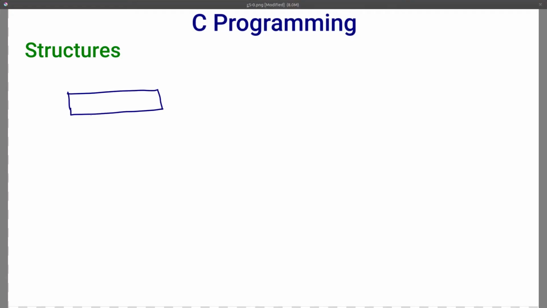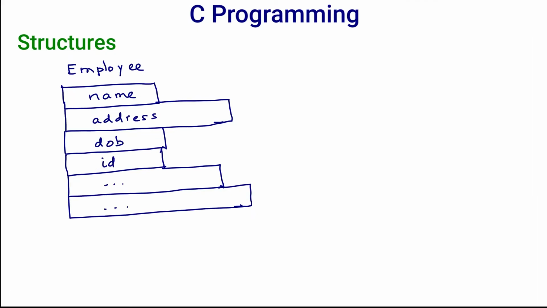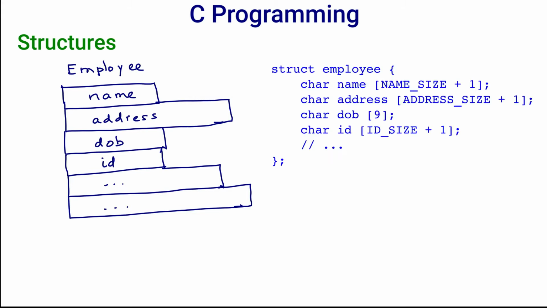We start with the basic question: what is a structure? A structure is an ordered collection of variables of different types and sizes of an entity. We have seen arrays, which are ordered collections of multiple instances of the same variable. Here we have variables which are of different types. For example, the payroll record for an employee has employee name, address, date of birth, ID, etc.